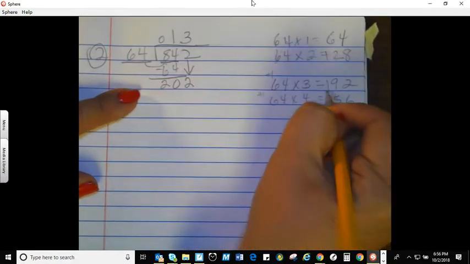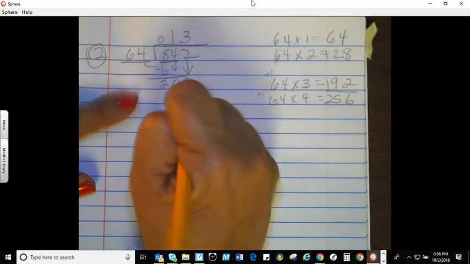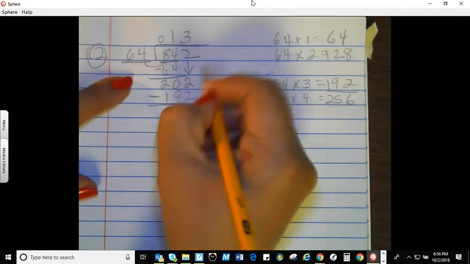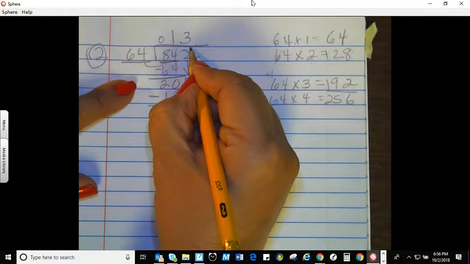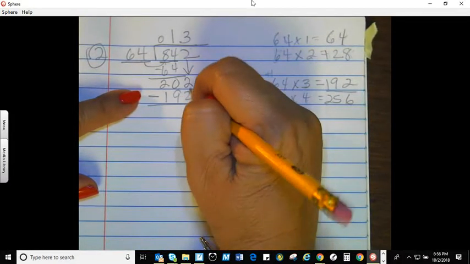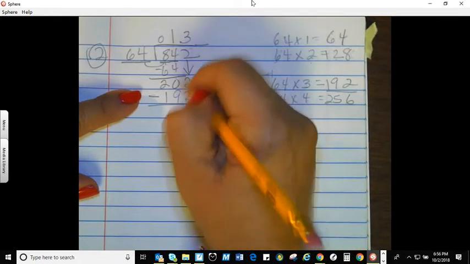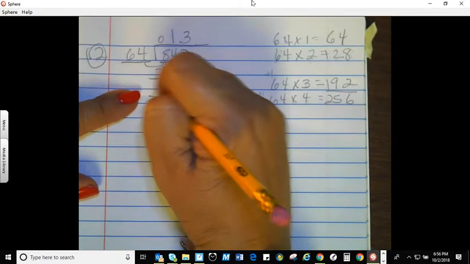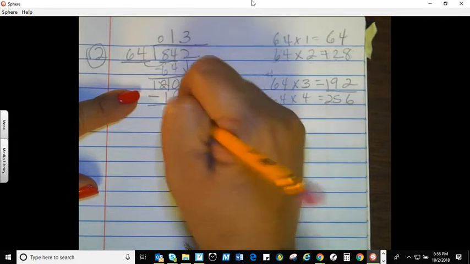I already know my product. I need to subtract that from my dividend, my partial dividend. So it's 2 minus 2 is 0. I cannot take anything out. I'm going to regroup. 10 minus 9 is 1.